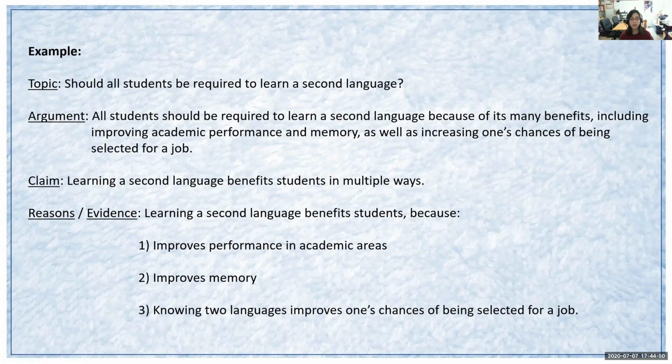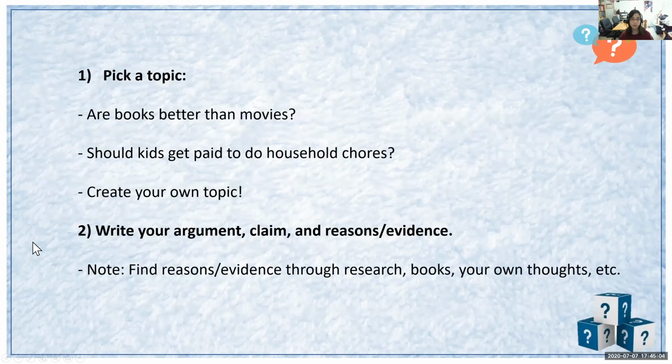Okay, so now it is your turn. So again, you're going to come up with your own topic or choose one from the prompts. Then you'll make an argument, a claim, and your supporting reasons and evidence. So I suggested some prompts, but you don't have to follow them if you don't want to, because you can also create your own if you want to. So the prompts are, are books better than movies? Or maybe movies are better than books, depending on your own stance on this issue. And then the other suggestion was, should kids get paid to do household chores? So if you want, you can take either of these, or you can create your own topic.